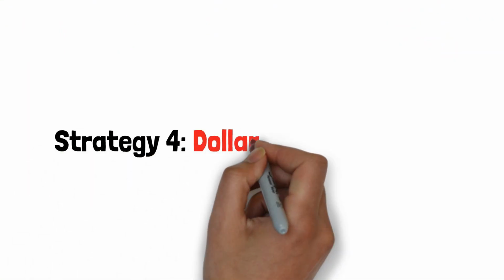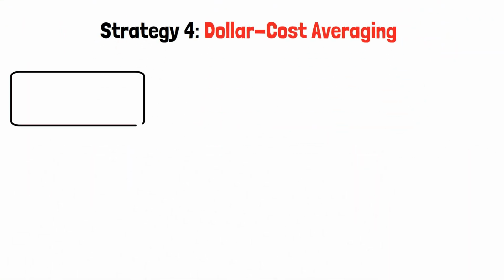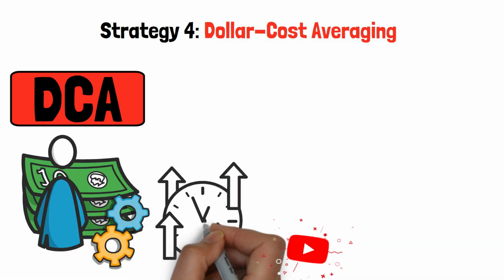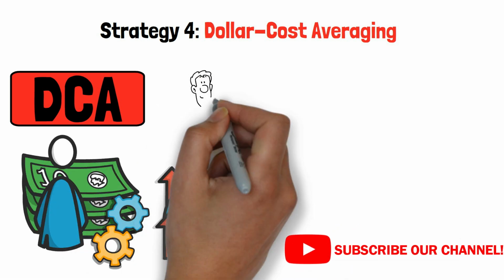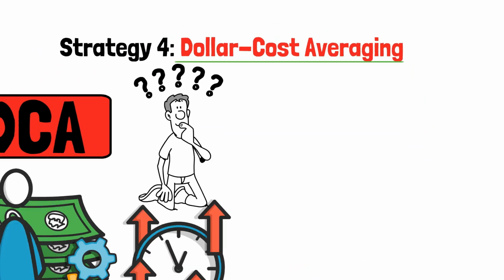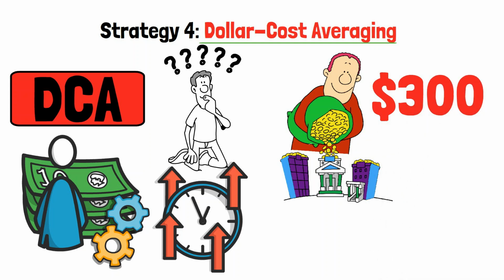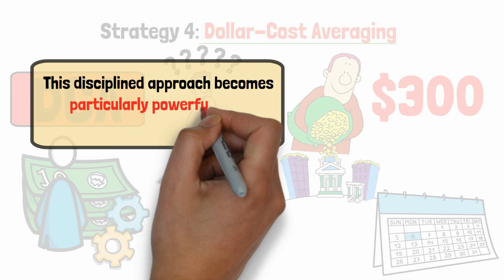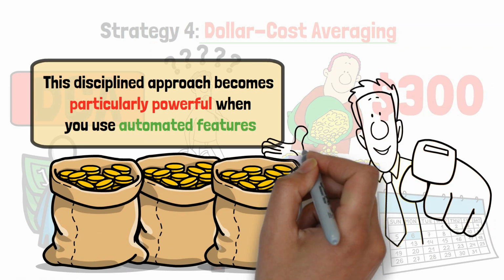Strategy 4. Dollar cost averaging. Dollar cost averaging (DCA) is the practice of making regular investments in the market over time. Rather, it is a means of executing whatever strategy you chose. With DCA, you may choose to put $300 in an investment account every month. This disciplined approach becomes particularly powerful when you use automated features that invest for you.